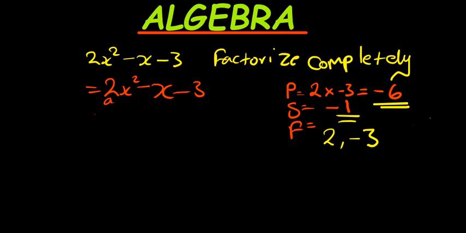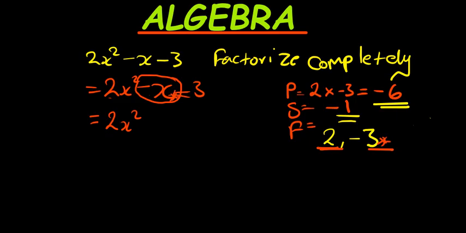When you have found these factors, you proceed to write 2x squared. Now the middle term, the x which doesn't have the power, is replaced with these factors, which are 2 and negative 3. As you can see here, you have an x, so you get x and marry it with the 2, and you also get x and marry it with the 3.